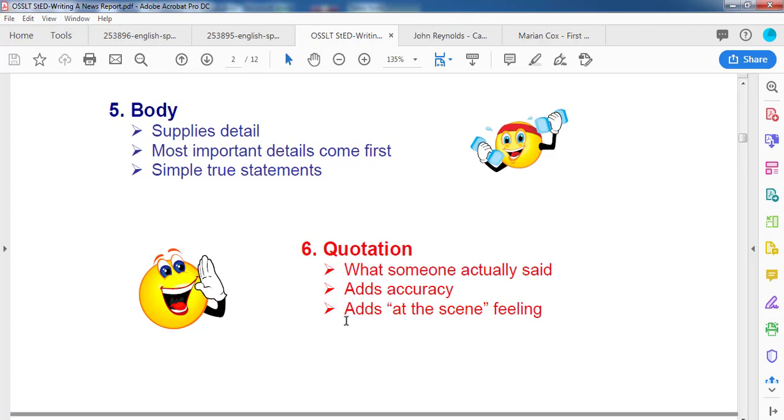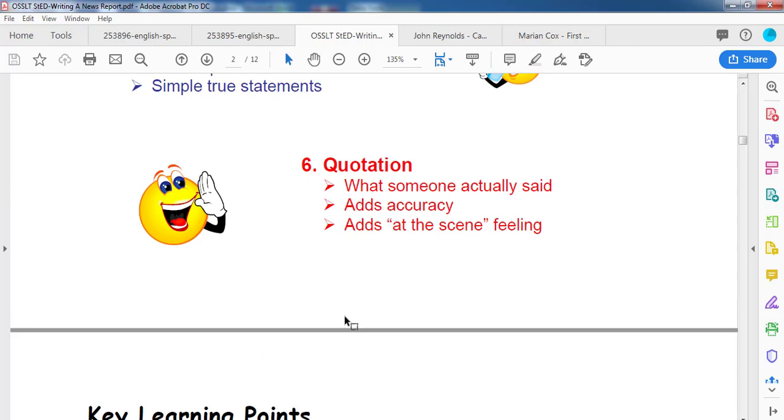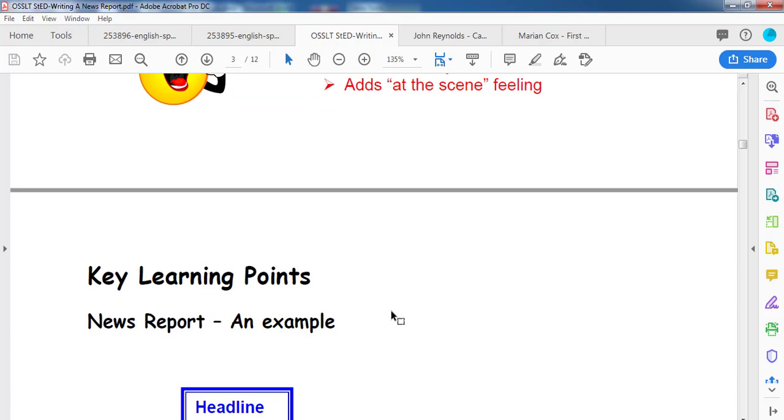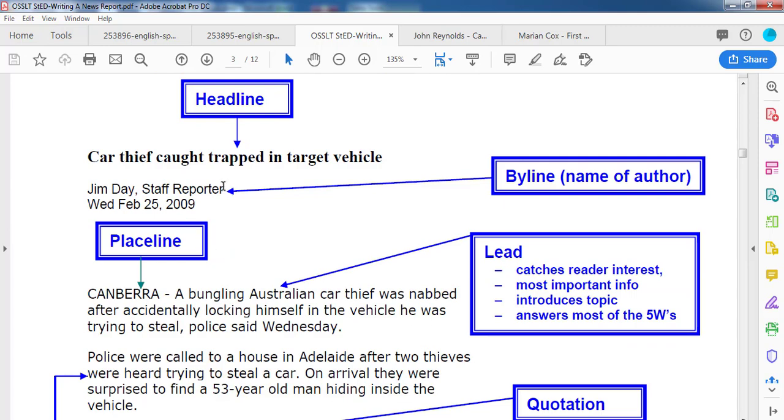And the quotation will add accuracy to your story, and it adds an at-the-scene feeling. Whenever you hear or read this guy speaking or telling what happened with him, or what he saw, for example, you will imagine yourself in the story. It was a real story. You will feel it. Look here, please.